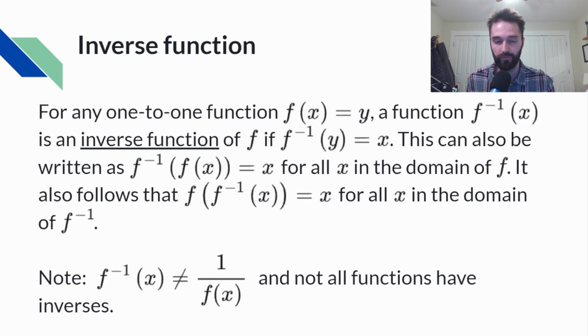So let's take a look at the official mathematical definition of an inverse function. For any one-to-one function f of x equals y, it has to be one-to-one. That's a requirement. A function f inverse of x is an inverse function of f if f inverse of y equals x. So we're taking x and y and swapping their positions. This can also be written as f inverse of f of x equals x for all x in the domain of f. It also follows that f of f inverse of x equals x for all x in the domain of f inverse.